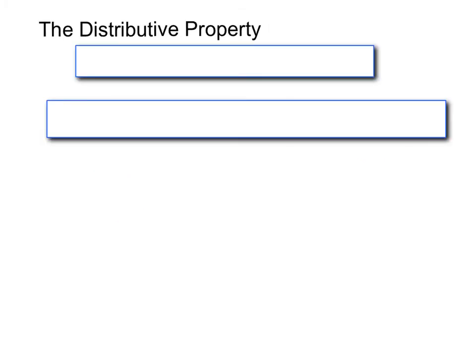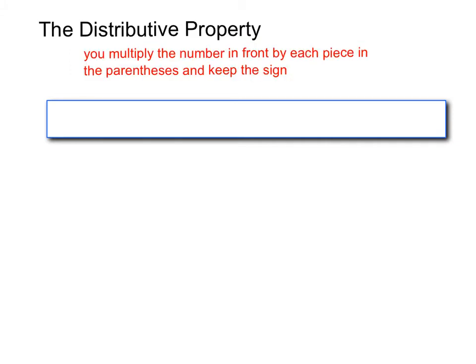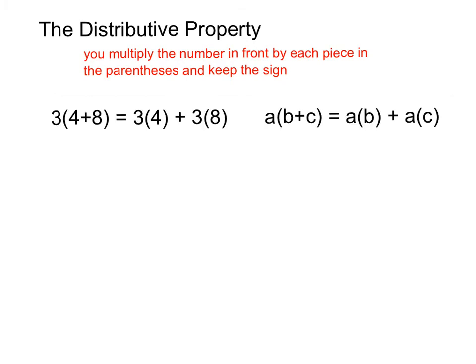And finally, we move on to the distributive property, which is a little bit different than the associative property and our commutative property. And I'll show you what I mean by that. So let's look at what the distributive property actually is. The distributive property is you multiply the number in front by each piece in the parentheses and keep whatever the sign is in the middle. And so we'll take a look at what this is as far as an example.